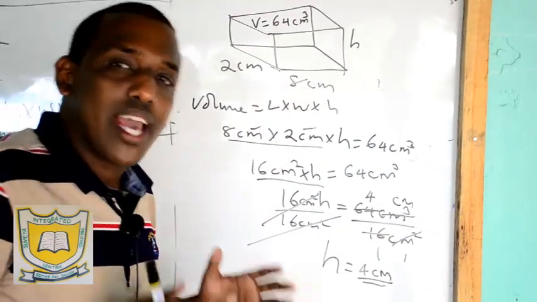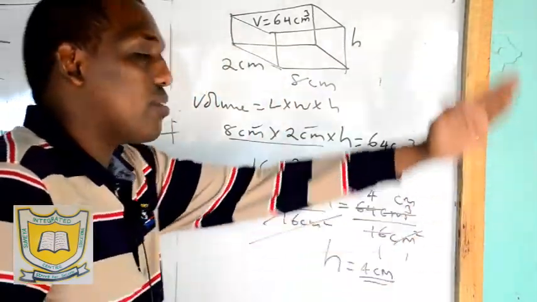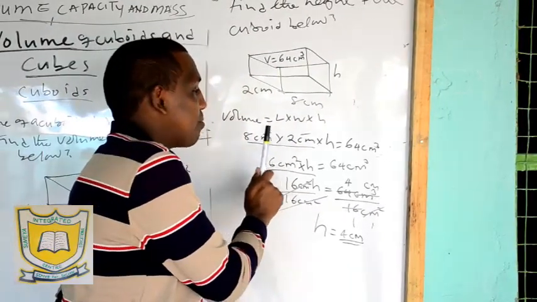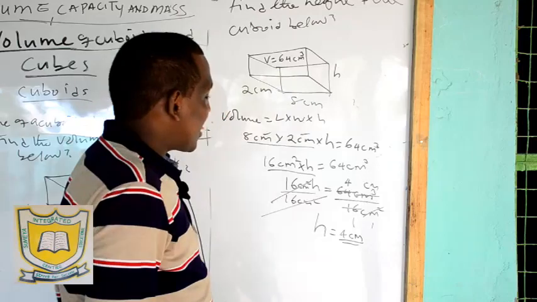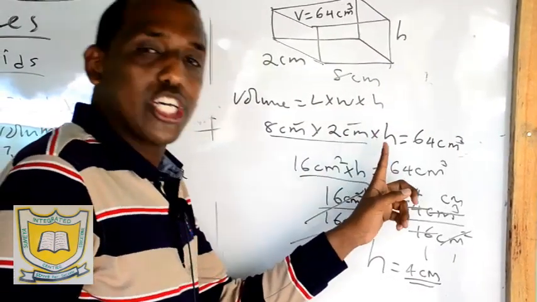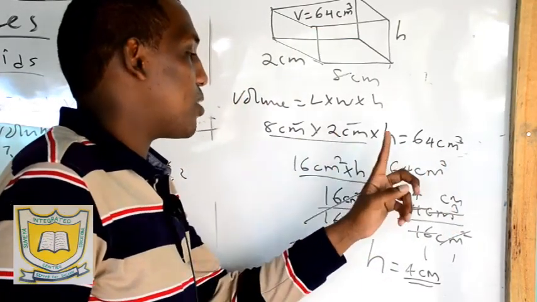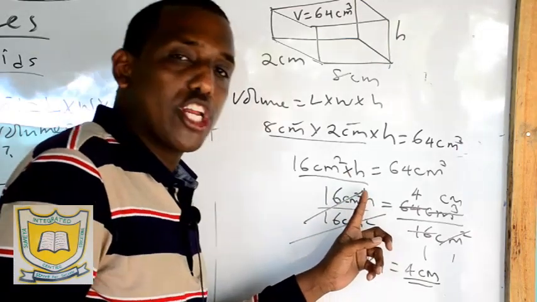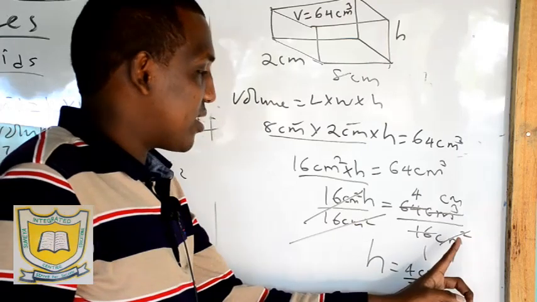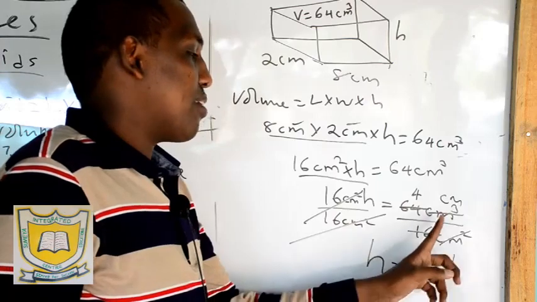Even if they ask the width, even if they ask the length, you only use the formula, then you say equal to the total volume. So you use the formula length times width times height. Length, which is 8, times 2, times h, we don't know, is equal to 64. 8 times 2 times h, you will get 16 centimeter squared times h is equal to 64. Now 16 cancels, and h is equal to 4 centimeter.